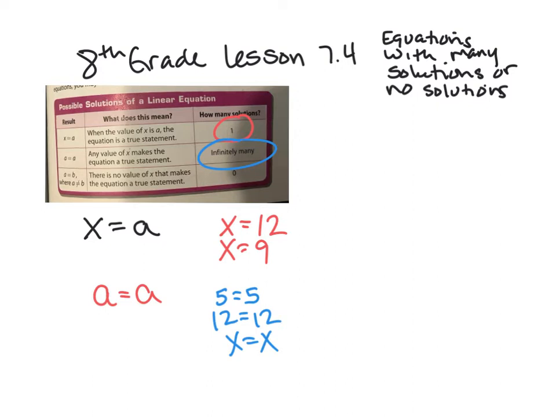And finally, sometimes you end up with something that's just plain false, and that's this bottom one here. They say if you get a equals b, that means that there are no solutions. There's nothing that equals that. What they mean by that in numbers, so you can see it, is if we end up with something like 4 equals 5, well, you and I both know that 4 does not equal 5. That is not equal. That's false. So that would mean no solutions.